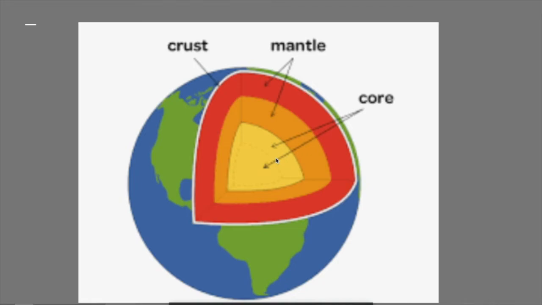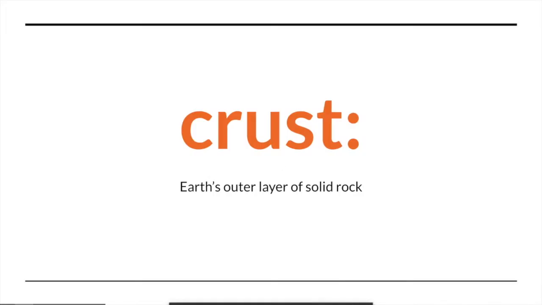We are now going to add these vocabularies to our notebook on page 25. The first word is crust. Crust is the Earth's outer layer of solid rock. Planet Earth is made up of rock, and the most outer layer is called crust.